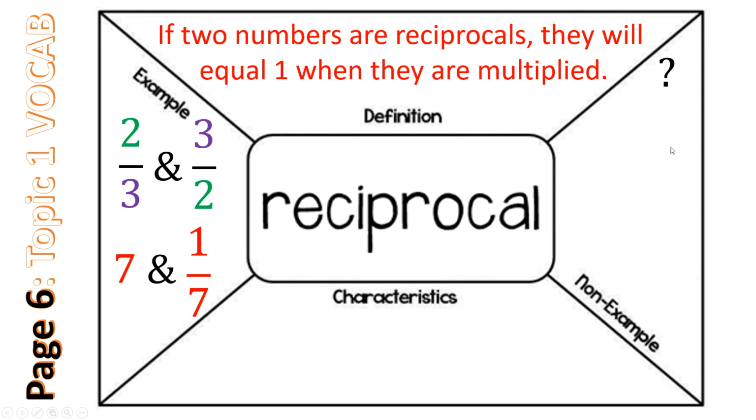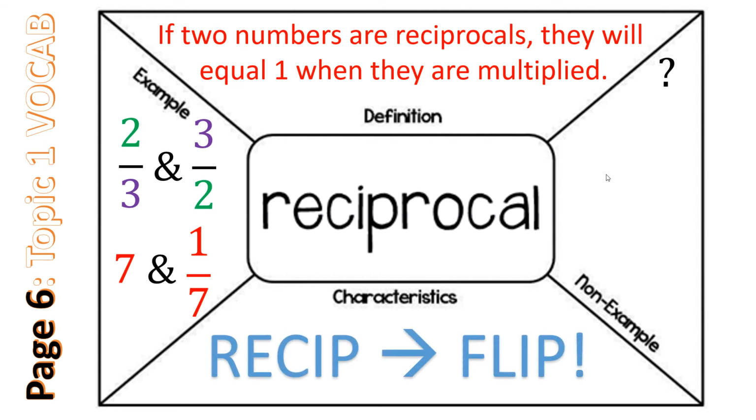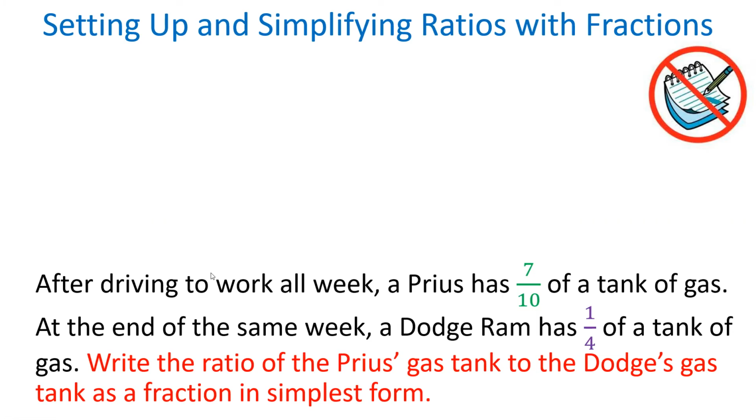There's a non-example on the pre-written notes, but a good non-example would be opposite numbers. So like 2/3 and -2/3. Those are not reciprocals, they're opposites. And then the characteristic is recip, flip. So if you need a reciprocal, you flip the fraction. Or if it's a whole number, you make it a fraction and then flip it. Recip, flip.